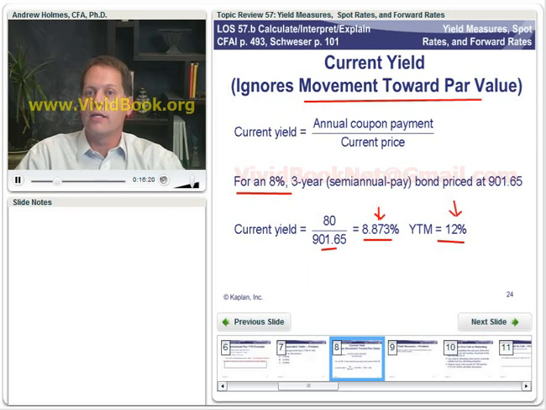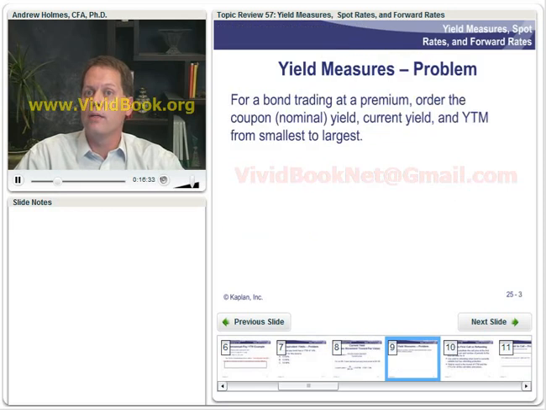But notice when we had bonds trading at a discount, we see that the coupon rate is lower than the current yield, which is lower than the yield to maturity. We can think about that on the next slide because it's going to say, for a bond trading at a premium, order the coupon yield, the current yield and the yield to maturity from smallest to largest.